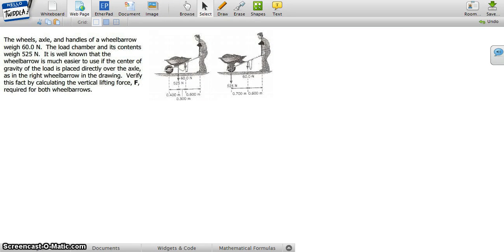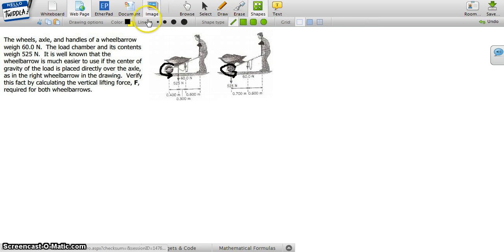Okay, and this is problem number 3. We're trying to figure out what's the difference in these two designs of these two wheelbarrows. For these, since it gives us the distances from this wheel here, I think I'm going to have the wheel be my pivot point for both of these, my fulcrum.